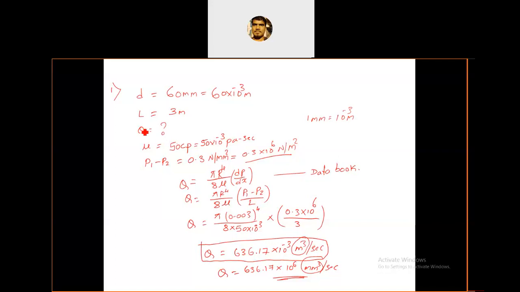First, you have to write down what data is given, then use the equation with the help of the data handbook. In the data handbook, for capillary, you will get the equation Q is equal to pi r to the power of 4 by 8 mu dp by dx, and dp by dx is the change in the pressure with respect to the length, that is P1 minus P2 divided by L. Substitute all the values and find out the unknown value, that is the flow rate.